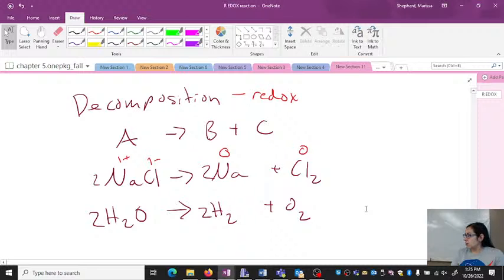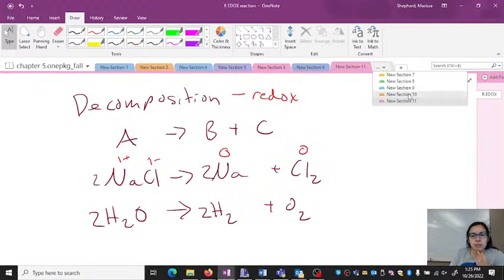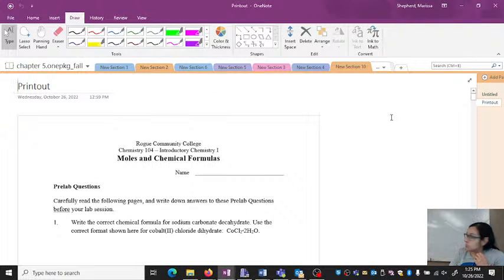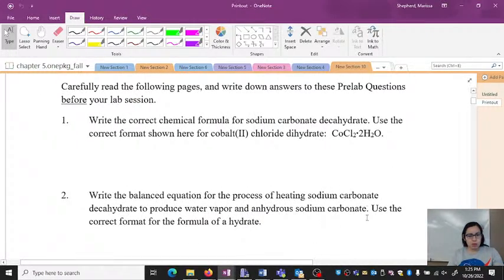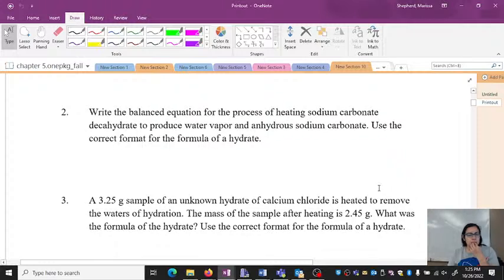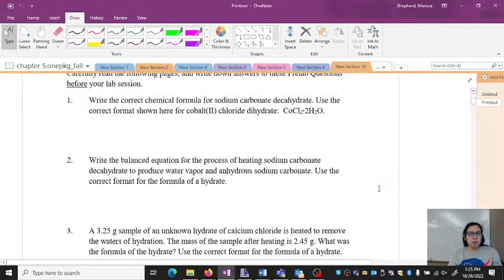Right. Does that make sense on the types of reactions? So now let's shift gears and go over some of the homework practice and some of the lab. So let's start with lab, actually. These could be tricky. So let's start with the pre-lab, and we can do this kind of together.